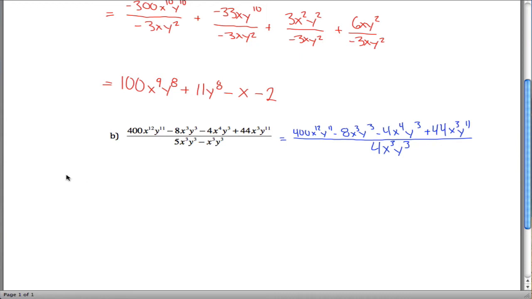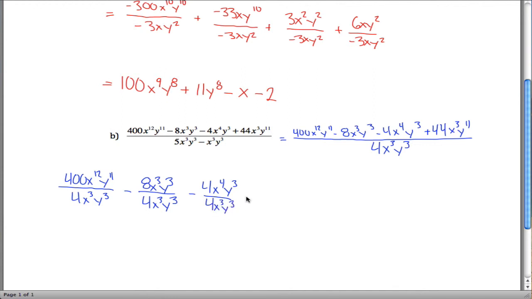So then what I can do is break it up term by term just like I did before. 400 x to the 12th y to the 11th divided by 4 x cubed y cubed. Maybe minus 8 x cubed y cubed divided by 4 x cubed y cubed, minus 4 x to the 4th y cubed over 4 x cubed y cubed, and finally plus 44 x cubed y to the 11th over 4 x cubed y cubed.